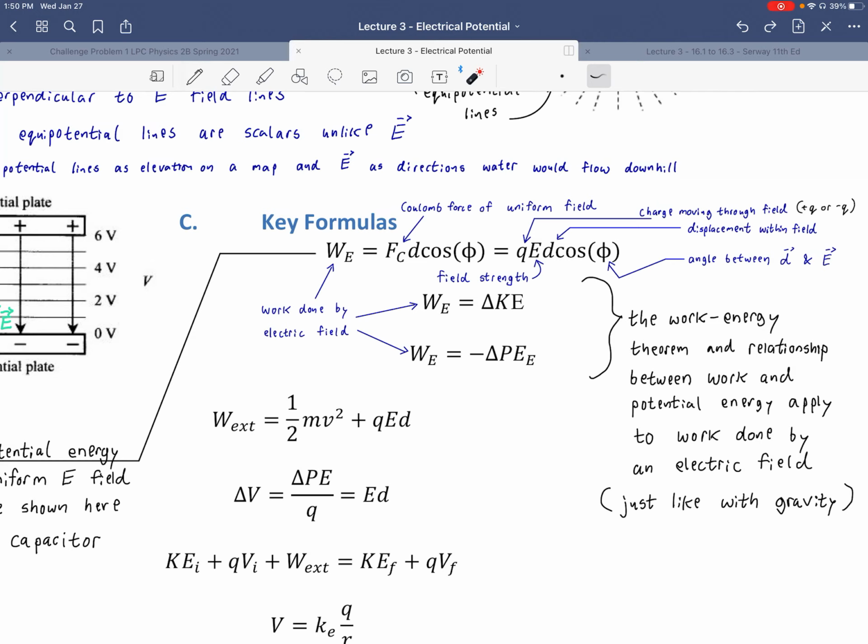And to label things, okay, this right here is the kinetic energy, and this is the, well, change, of course, delta, the change in kinetic energy, and this is the change in the potential energy of the electric field, okay?